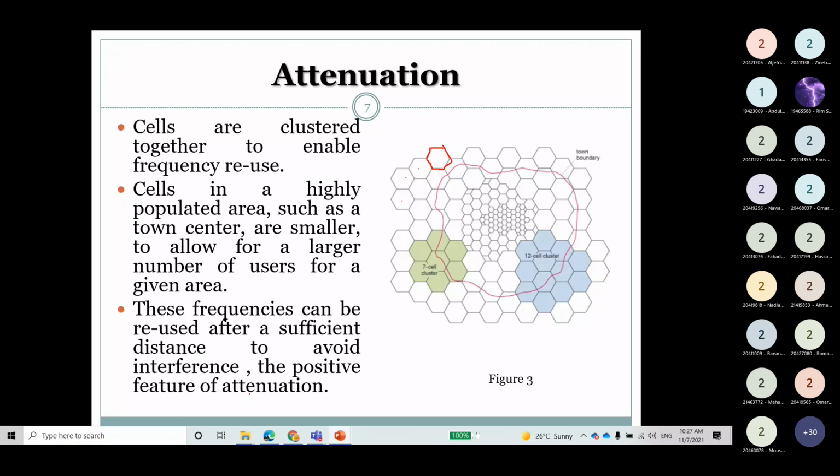You can see that this is the difference. Here we have some downtown, so it is populated. The number of users will increase in the downtown. It is not as in the countryside.